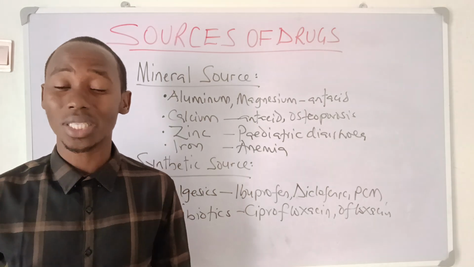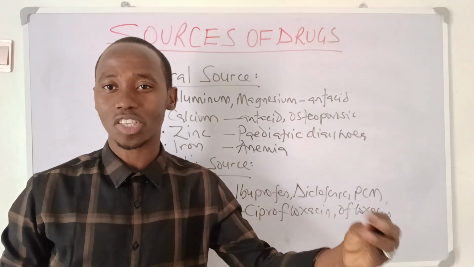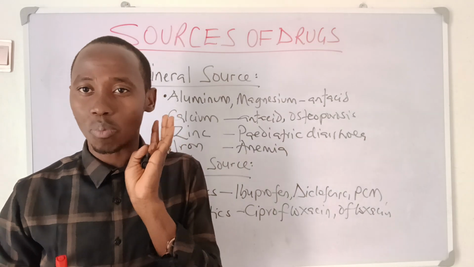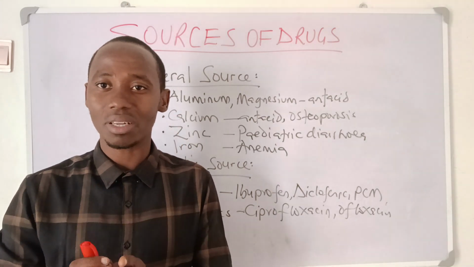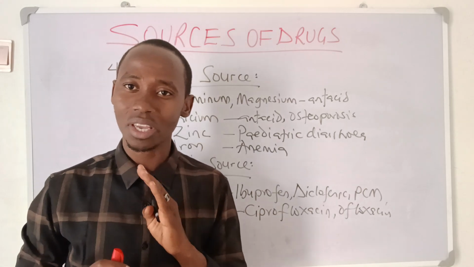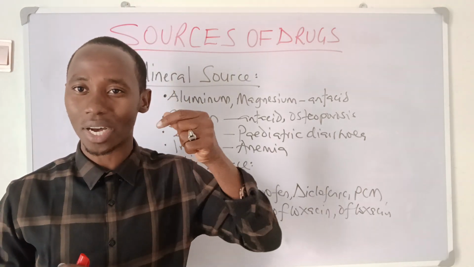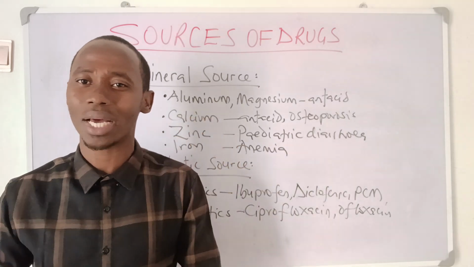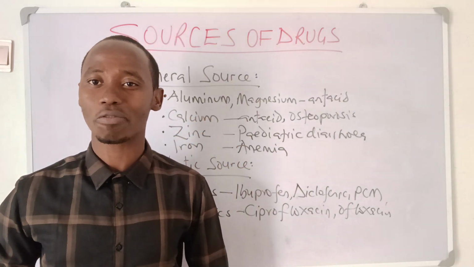But nowadays, what is commonly happening is that some drugs are actually derived from natural substances, but they have been modified using chemicals, and such drugs are called semi-synthetic drugs. Again, because of technology, we have drugs that are now derived from our genes. We call them recombinant DNA drugs. So these are the main sources of drugs.